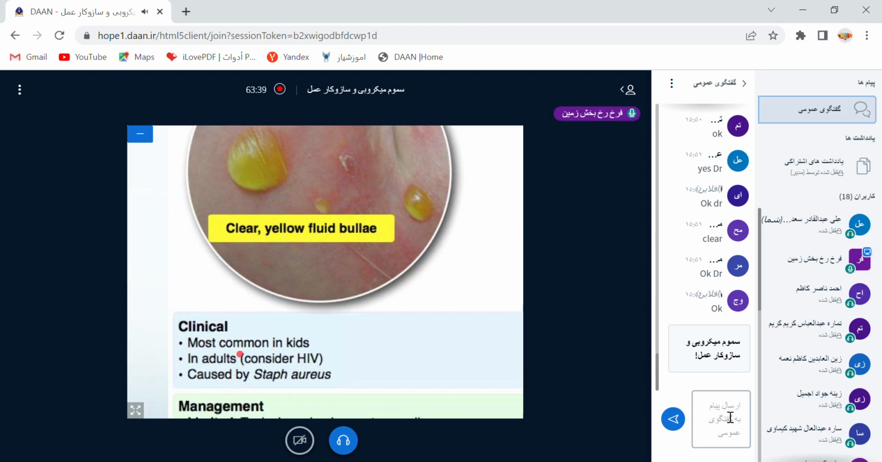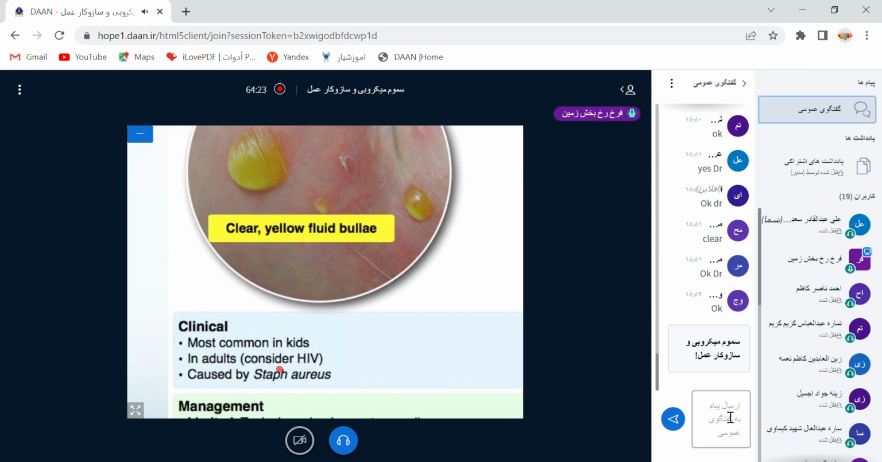Clinically, mostly it is common in kids, and sometimes in adults. Consider HIV. As you know, those people who are infected with HIV, human immunodeficiency virus, or who have AIDS, HIV makes the immune system weak and sometimes stops the immune system of the person.